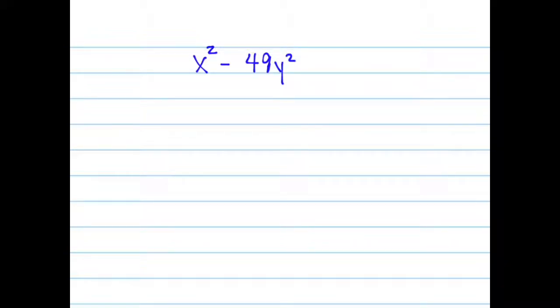Alright, so let's see. How many terms we got? 2. Is there a subtraction in the middle? Yes. Are both terms perfect squares? Yes. Alright, let's see. What is the square root of x squared? X. What is the square root of 49y squared? 7y. So we got plus 7y and minus 7y.